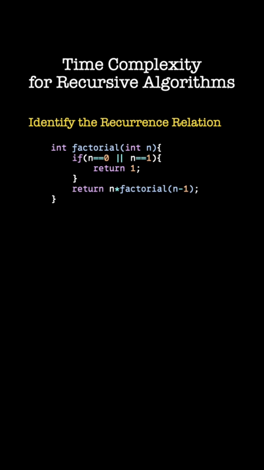Now, we identify the recurrence relation for this function. To do that, first we need to denote the time complexity of the given factorial function as T(n), where n is the size of the input.